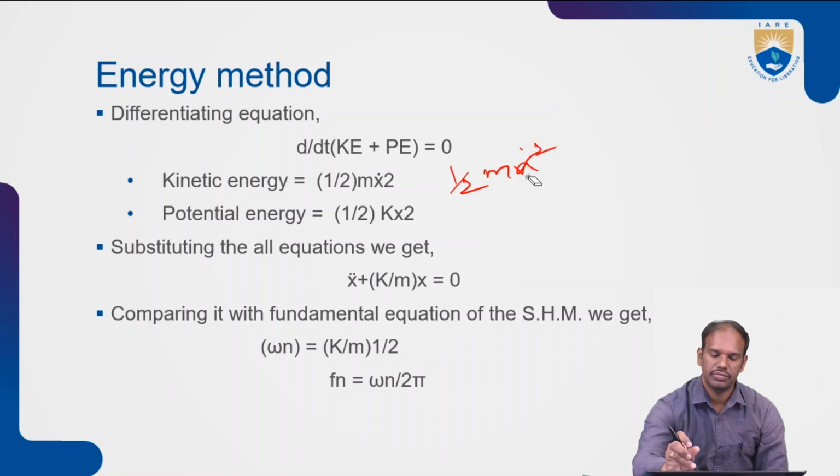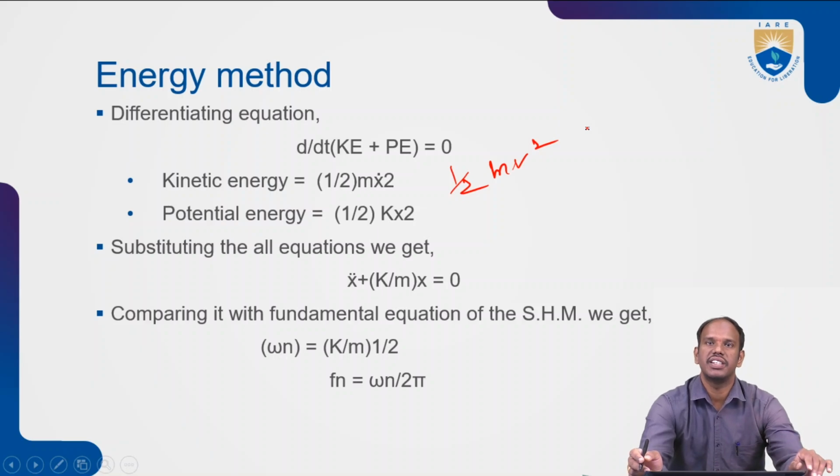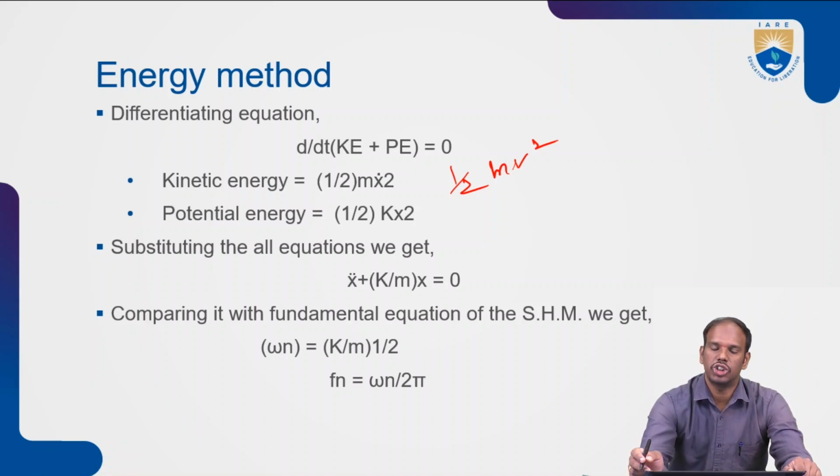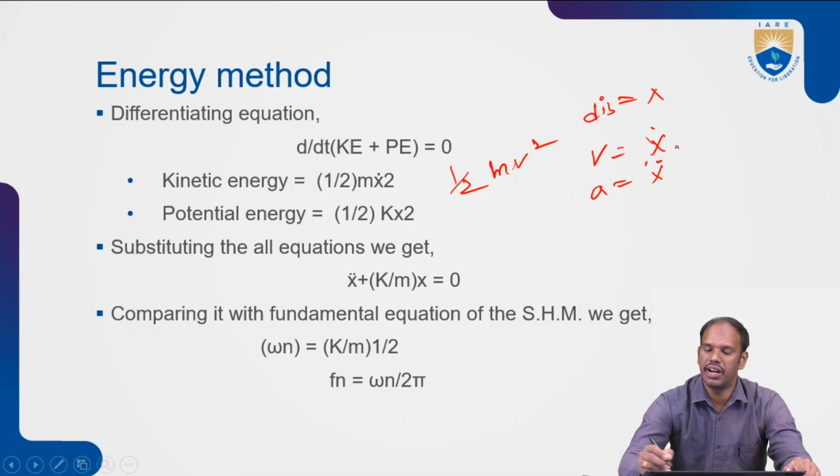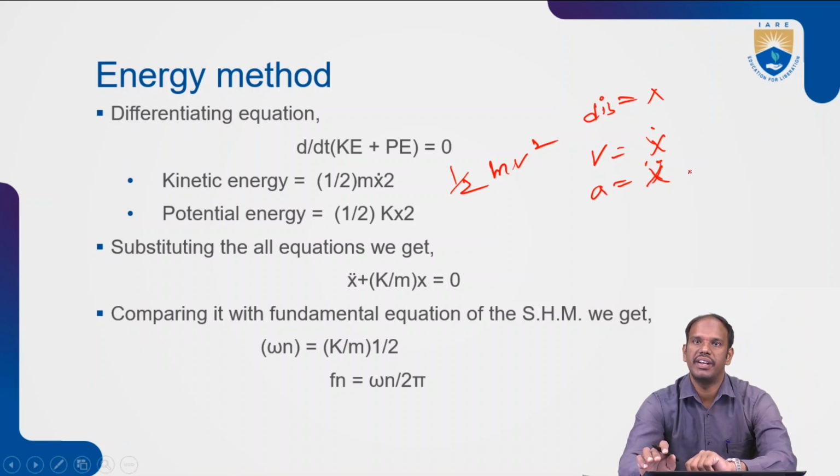Half m v square. We have already seen that kinetic energy is due to motion, half m v square. Here v is taken in terms of x dot, which is the velocity. Distance we have taken as x, and acceleration we have taken as x double dot.